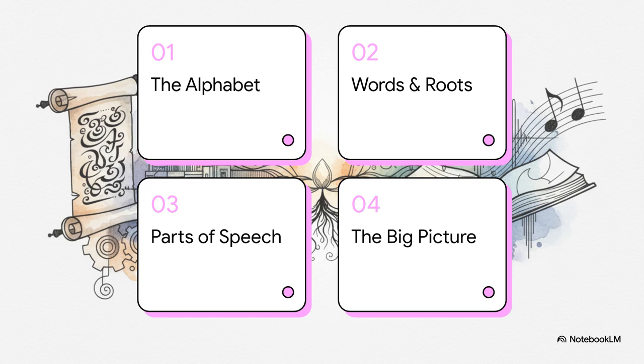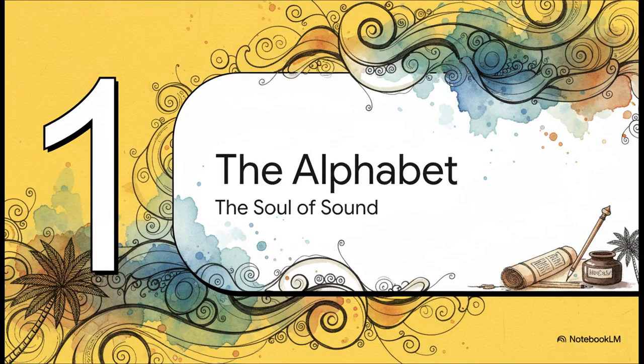All right, so here's our game plan. First, we'll look at the alphabet, the very soul of sound. Then we'll check out words and their roots, where they actually come from. After that, we'll get into the blueprint of the language, the parts of speech. And finally, we'll put it all together to see the big picture. Ready? Let's do it.